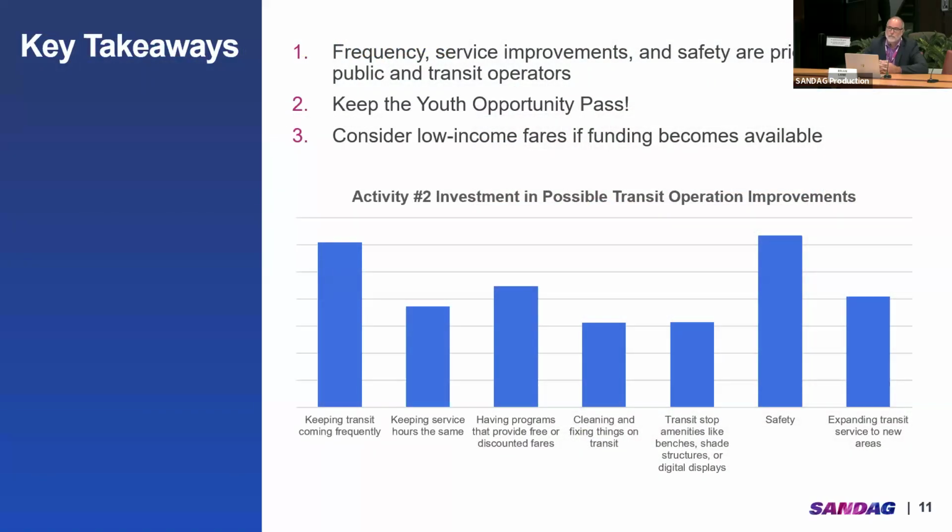Again, so our key takeaways between the public and CBOs and our transit agency partners was really that frequency, service improvements, making it faster, more longer service hours were the priority for the public. Keeping the Youth Opportunity Pass, I think, is our priority, obviously. And then if you do have more funding, consider a low-income fare as something that you would dive into. And so in the report, I think we just used the 100% federal poverty level as our threshold for that. That probably includes about 2/3 of our riders today, who are actually below the 100% threshold.